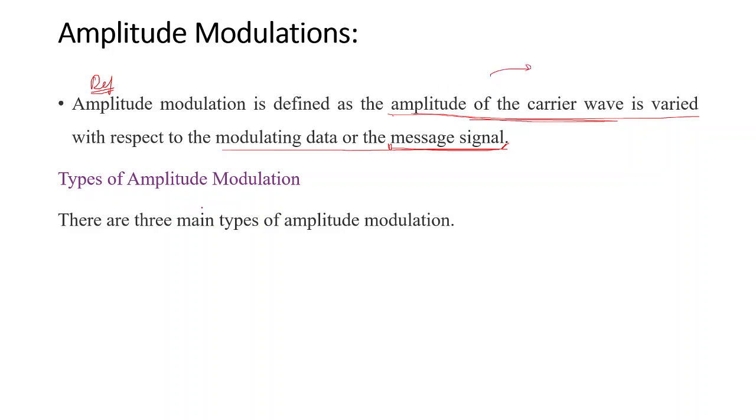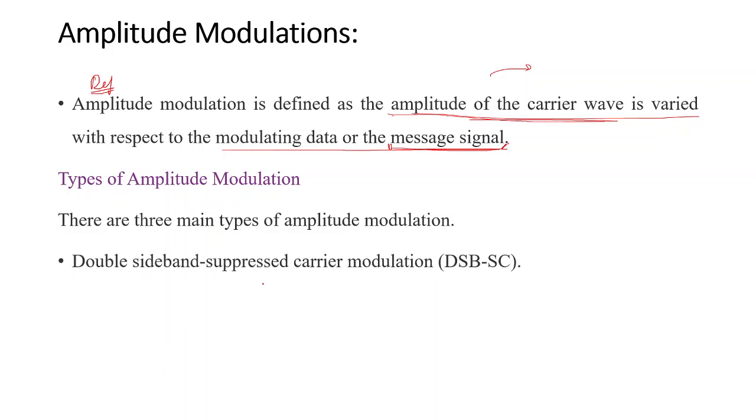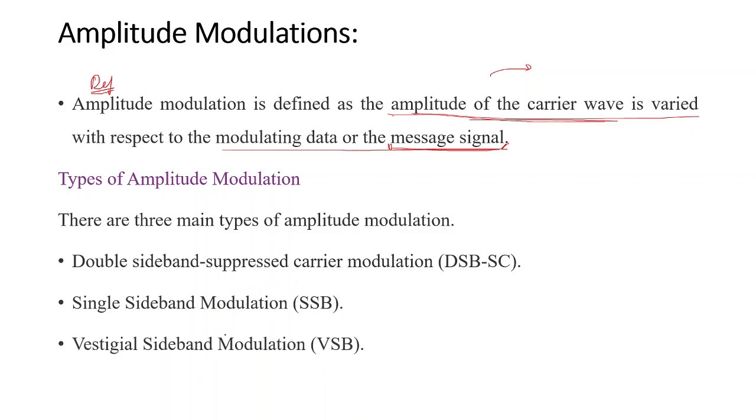First of all, we should know how many types of amplitude modulation there are. The first one is double sideband suppressed carrier modulation, then single sideband modulation, and vestigial sideband modulation. That we will discuss in future classes. So now we'll see the waveforms.